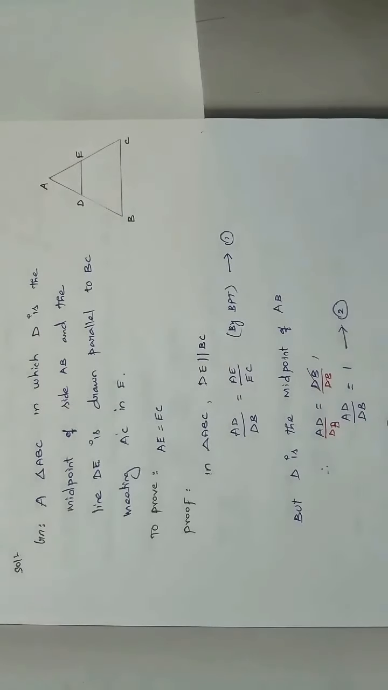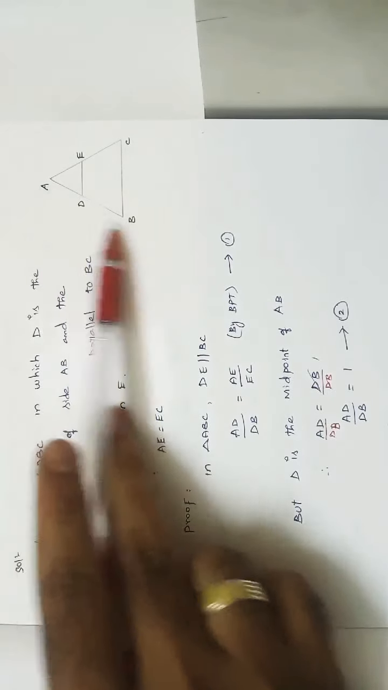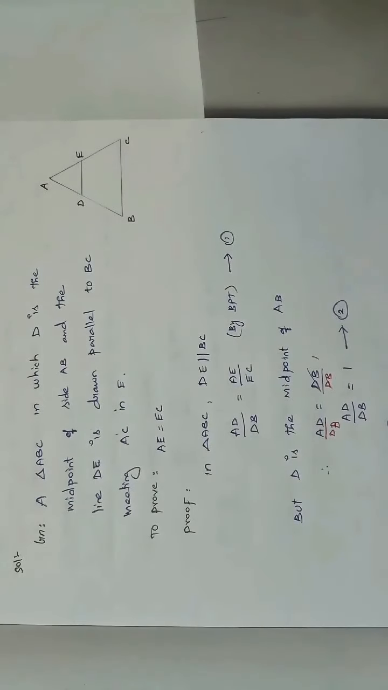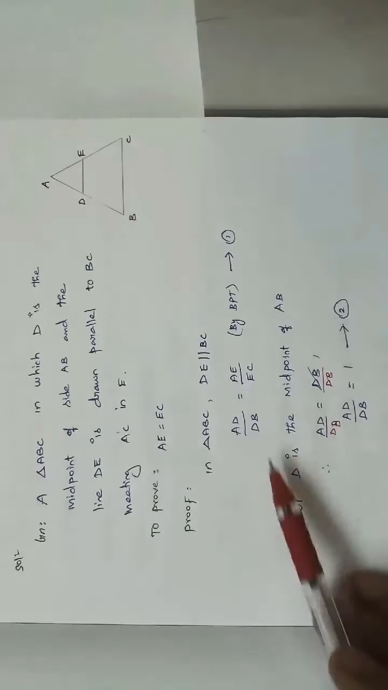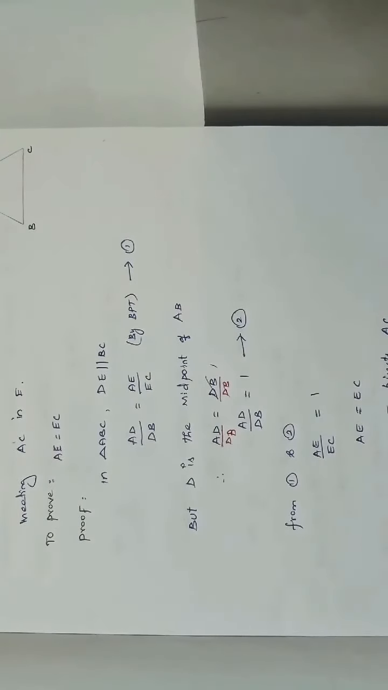Just keep in mind this property: whenever we have a midpoint and we write it in terms of a ratio, the value of that is equal to 1. So here D is the midpoint, so AD divided by DB is equal to 1. Take it as equation number 2. Substitute equation 2 in 1: AD by DB is 1, so AE by EC is equal to 1. From 1 and 2, AE by EC is equal to 1. Taking EC to the RHS, AE is equal to EC.